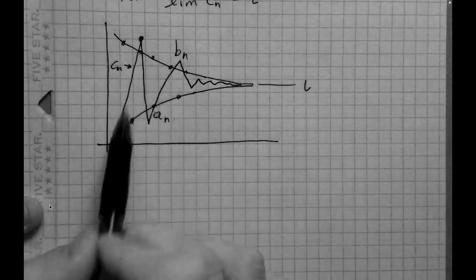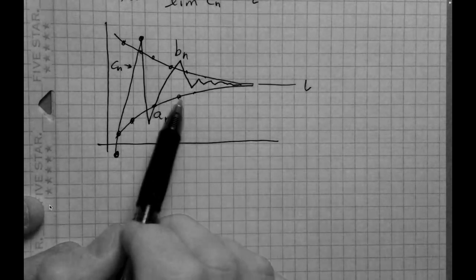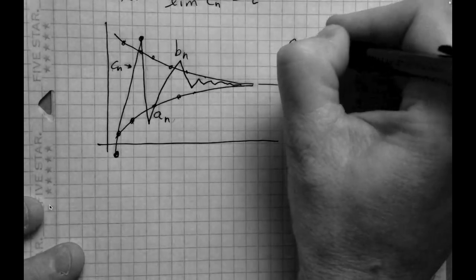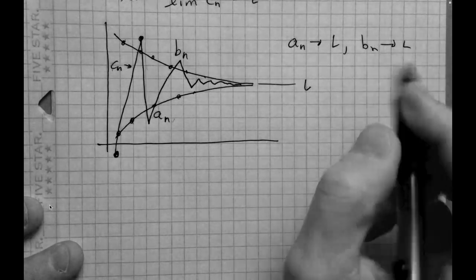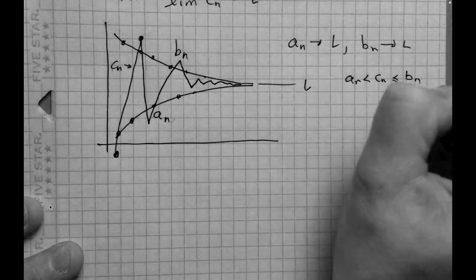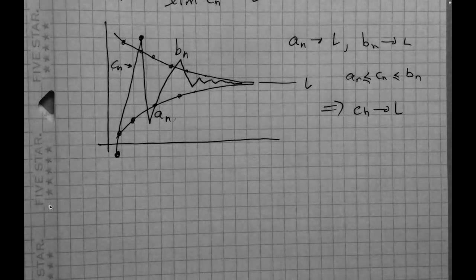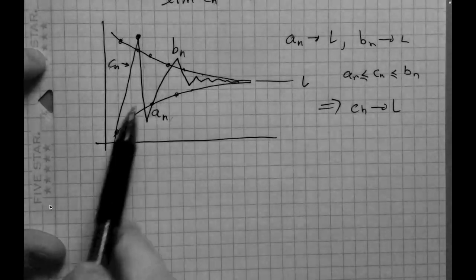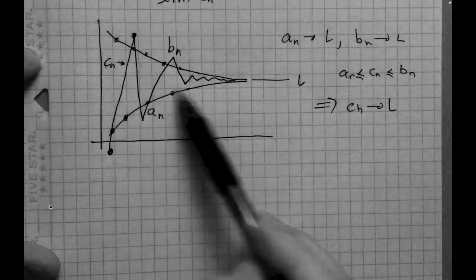If that's the case, if this kind of behavior can be shown of c of n relative to a of n and b of n, then clearly c of n is headed towards the same limit, right? So a of n goes to L, b of n also goes to L, and a of n is less than c of n less than b of n. We say less than or equal to, I suppose. Then c of n goes to L as well. So this is hopefully a simple idea. When you see a picture like this, it's kind of obviously true, right?